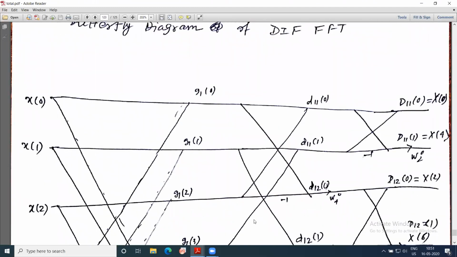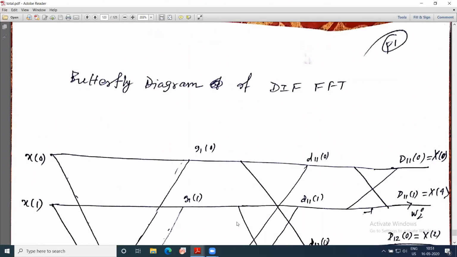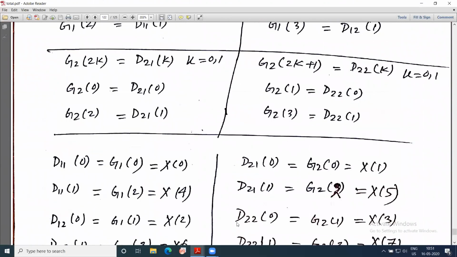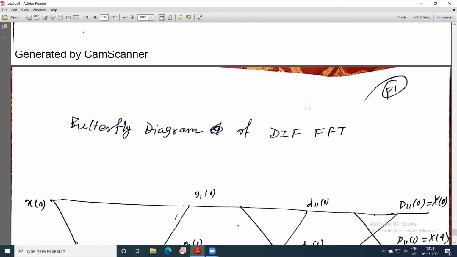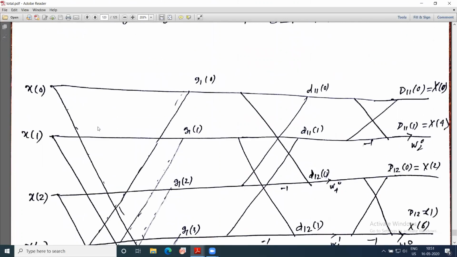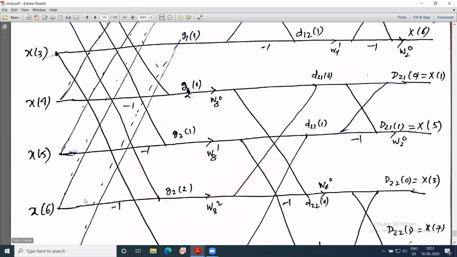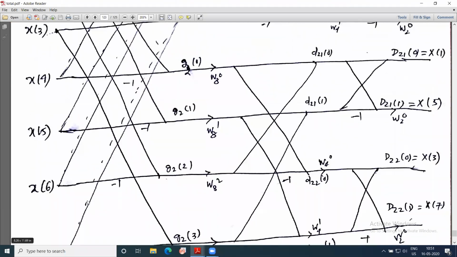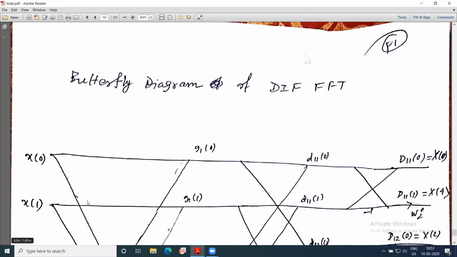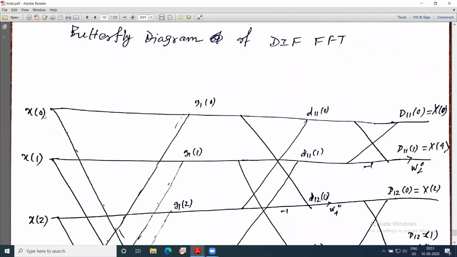Okay. Now let us start drawing this butterfly diagram. Now if we look at G1 of 0, first I have to draw 8 lines. This was 1 line, 2 lines, 3, 4, 5, 6, 7 lines, 8 lines starting with 0. So I have to draw 8 parallel lines.